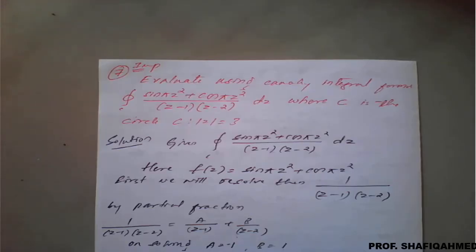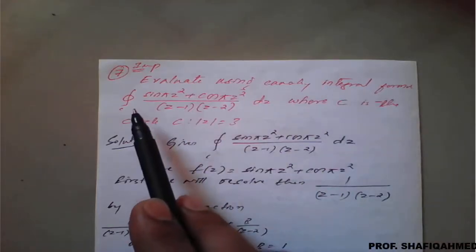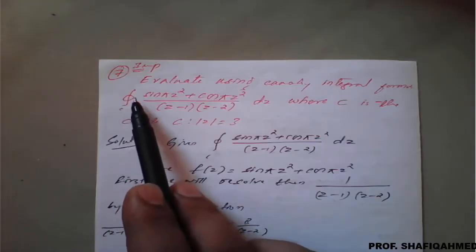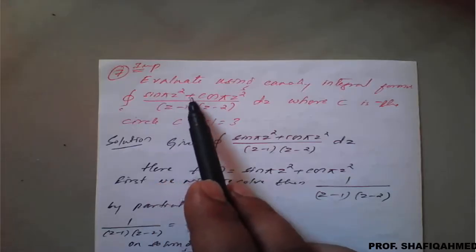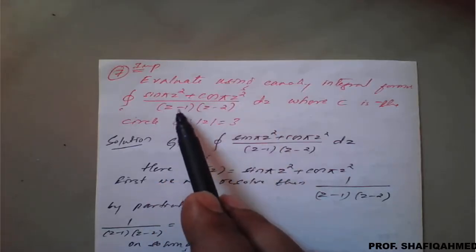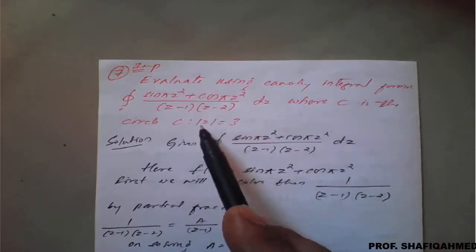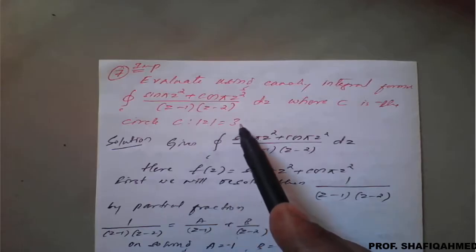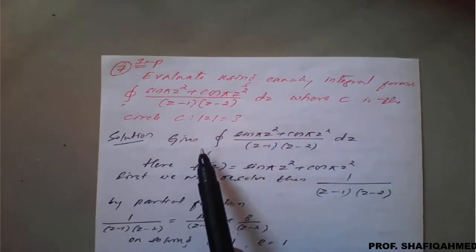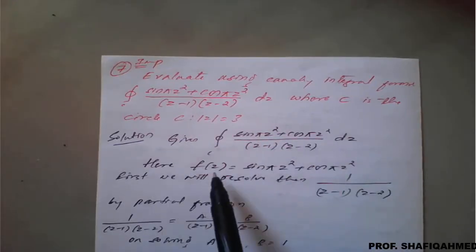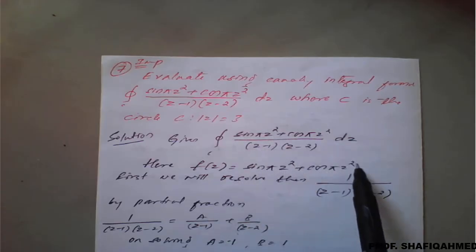The question is: evaluate using Cauchy's integral formula the integration over a closed curve of (sin πz² + cos πz²) upon (z − 1)(z − 2) dz, where C is the circle |z| = 3. This means it is a circle of radius 3. Now the given integral we will take as it is. Here f(z) is nothing but the numerator part, sin πz² + cos πz².